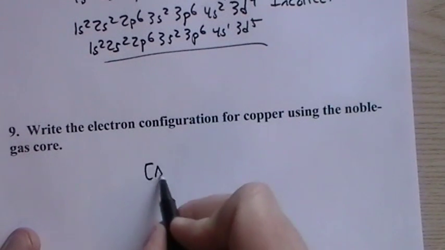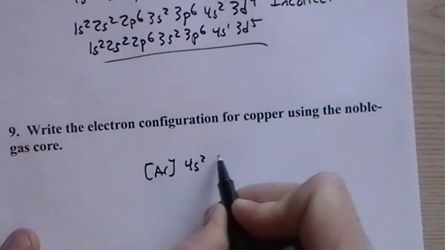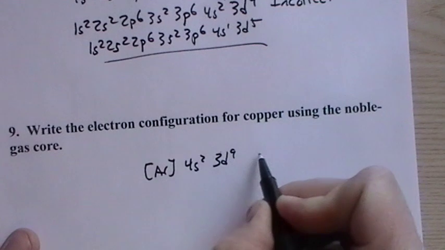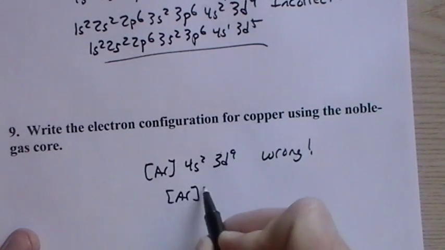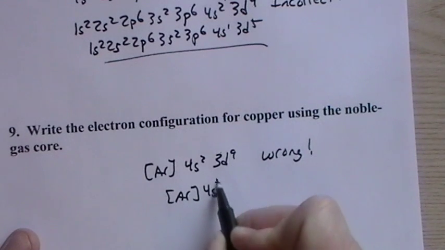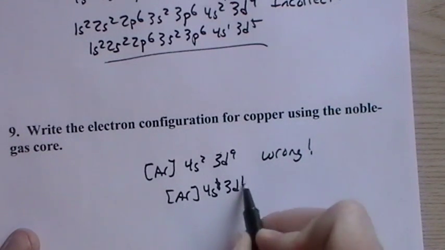For copper, we are right up against it now. This is what it appears to be. This is what it actually is, where one of the electrons goes over to the d orbital.